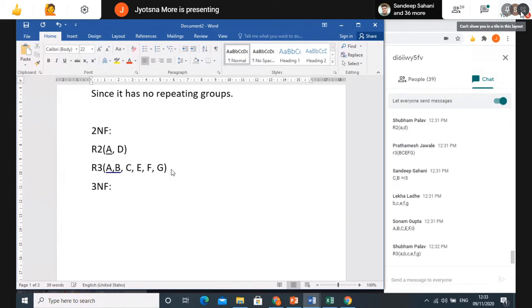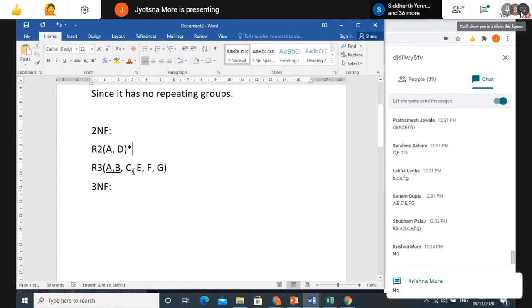So for 3NF, this we cannot further divide. This is a final dependency, so that we have marked star. Now we have to check for R3 now. Is R3 in 3NF? Is R3? No. Which functional dependency gives you that?